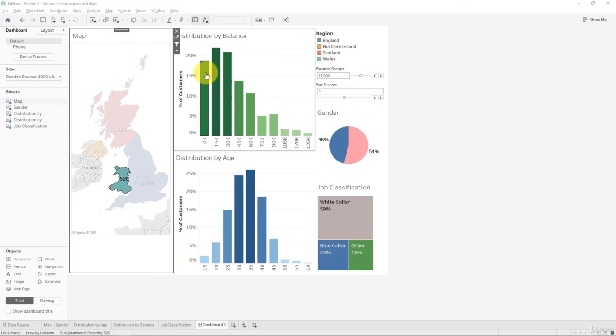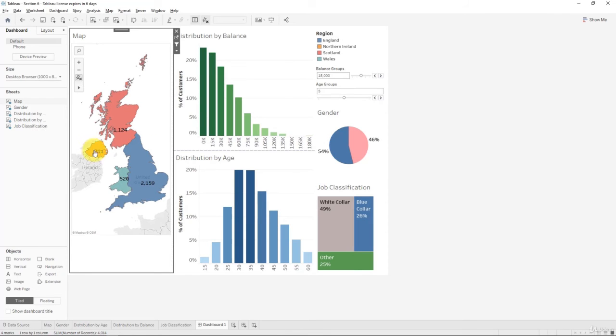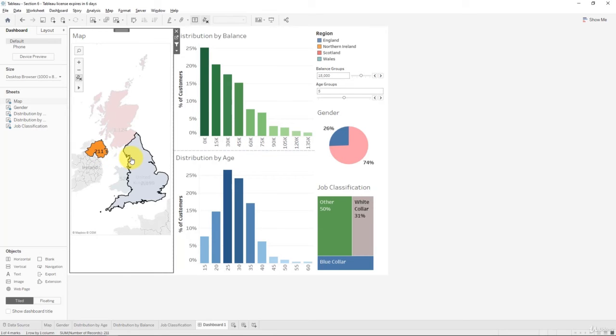So balances from zero to $45,000 are above average. It's not consistent with the overall baseline, and so that's something we want to report. The other elements here are not as significant. Well, there is quite a bit of a different gender split. Job classification changes a bit, and distribution by age, but probably the most interesting part is this distribution by balance.